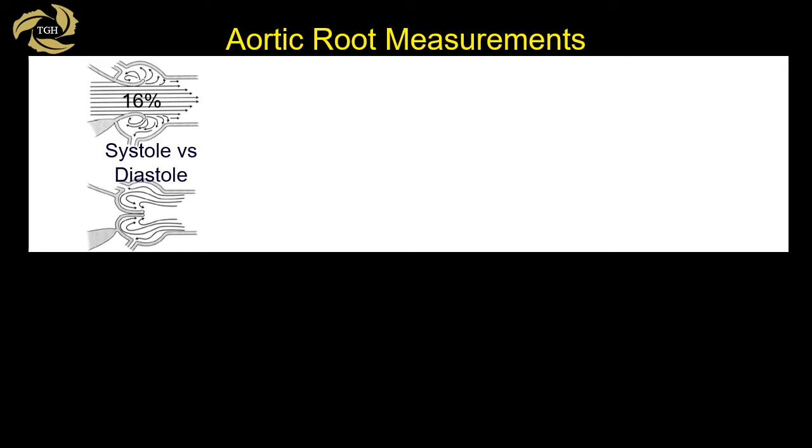Whether a novice or experienced echocardiographer, there are important technical considerations to keep in mind when examining the aortic root. Should you measure the root in systole or diastole? There is a difference in size as the root increases in size by about 16% during systole. The convention is to measure the aortic root in diastole so that the measurements match other imaging standards such as CT and MRI. The annulus, however, should be measured in systole.